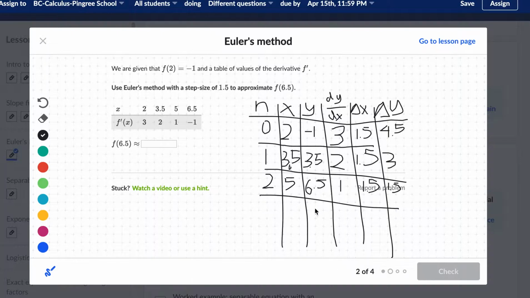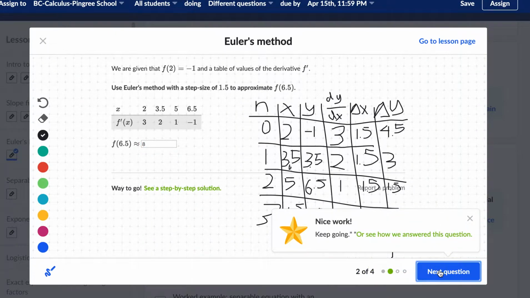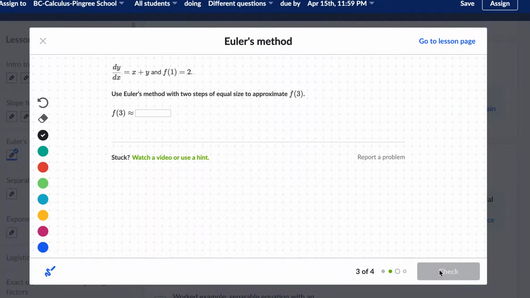So my third step here is going to be the all-important one at 6.5. And you can do the math here while I'm slowly scratching away at this. The change in y from adding 1.5 is going to go to 8. And I believe that is what we are trying to figure out right there. So I can go and type in 8 and then click that guy. And there we go. All right, let's try another question.